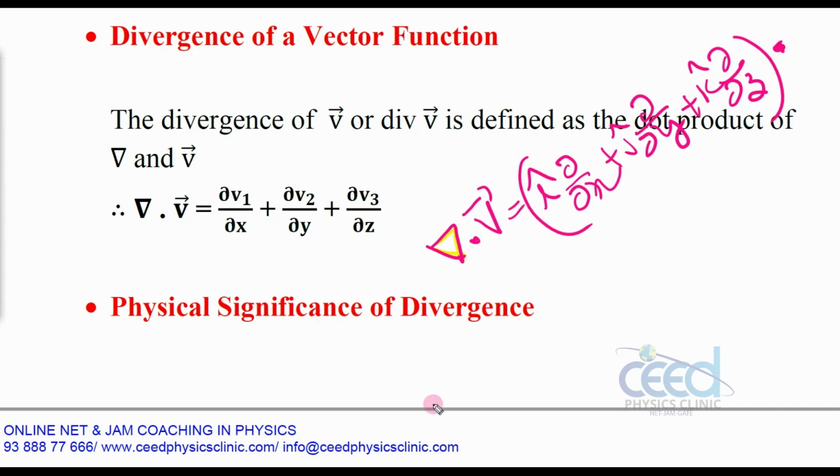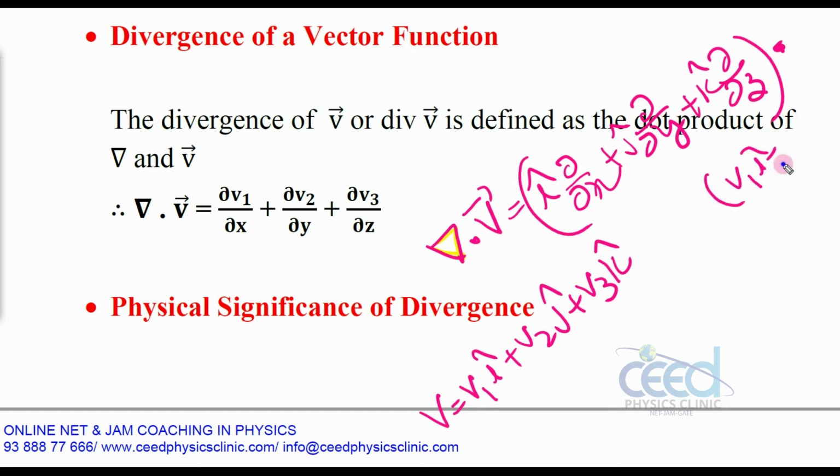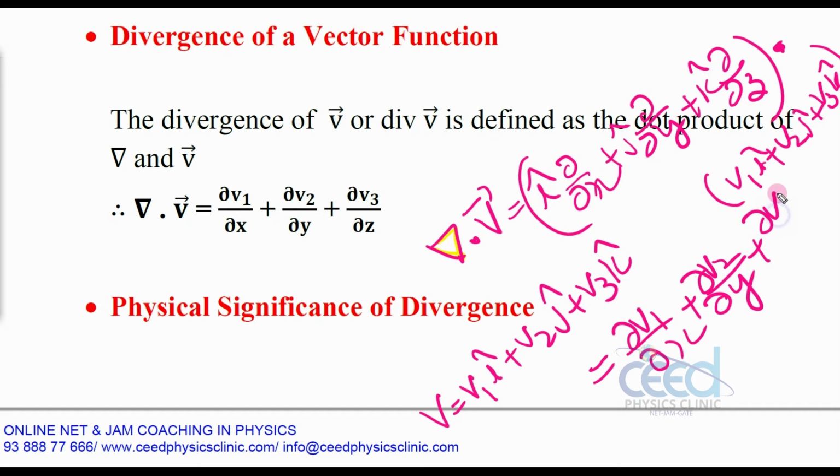This v vector I can write as v1 i cap plus v2 j cap plus v3 k cap. If I substitute here, v1 into i dot i is 1, so this I can write as dou v1 by dou x plus dou v2 divided by dou y plus dou v3 divided by dou z. Now what does this divergence represent? That we can discuss on the blackboard.